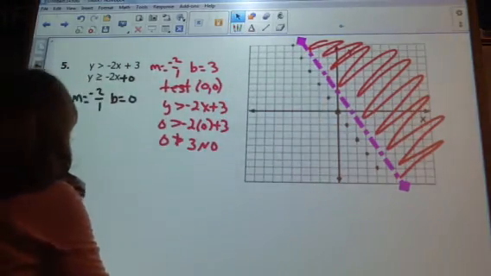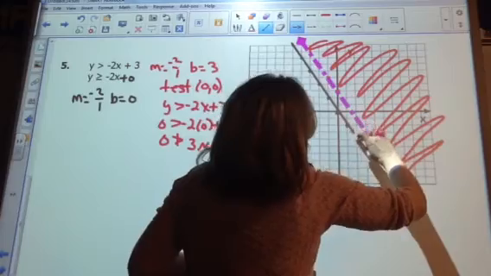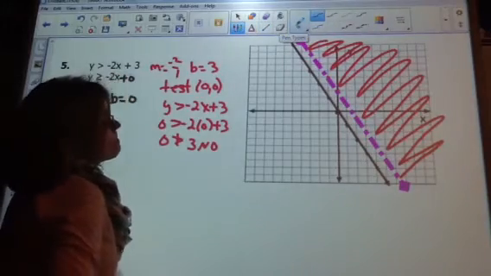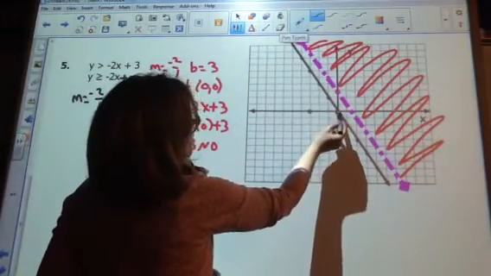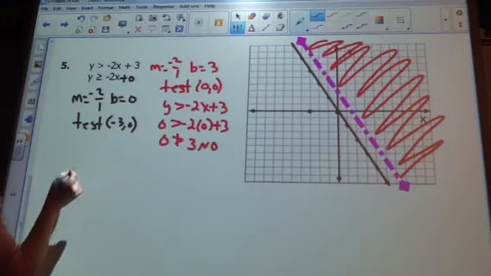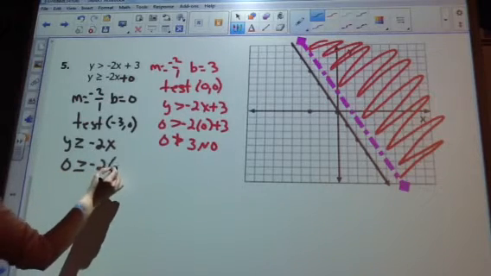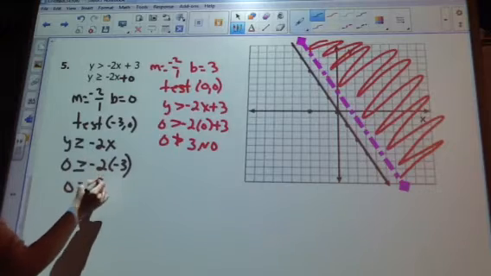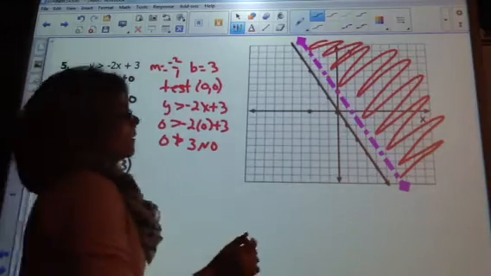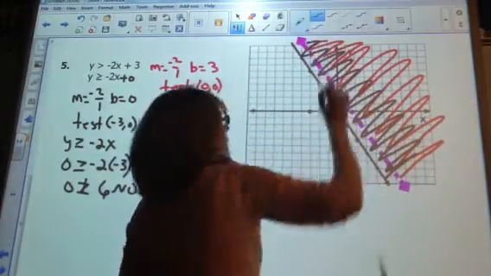All right, so this is going to be a solid line. Why? Because it's greater than or equal. Okay, let's test one this way. So let's test this number right here, or that point. So it's 1, 2, 3, negative 3, 0. And your second inequality. So when y is 0, that's negative 3. So is 0 greater than or equal to positive 6? No. So my solution set goes this way.